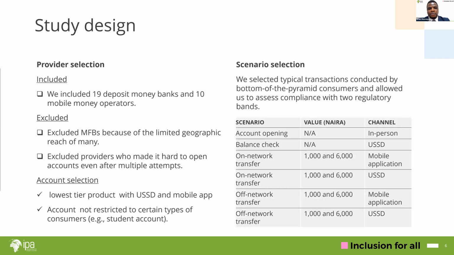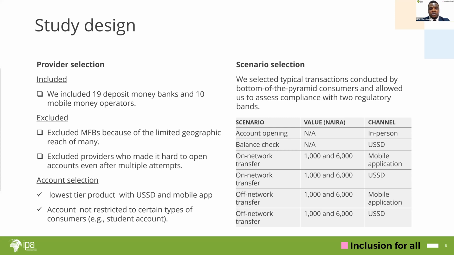What we set out to do was to open up accounts with all providers. What we ended up including was 19 deposit money banks and 10 mobile money operators. We excluded microfinance banks because we face a geographical limitation. Most of them required us to leave Abuja, where we are actually doing the study, to go to their offices and set up accounts via the mobile, also USSD platforms.